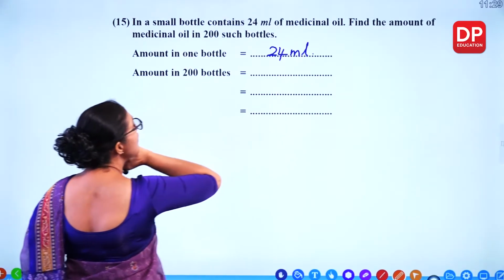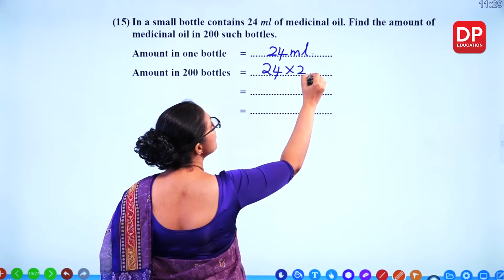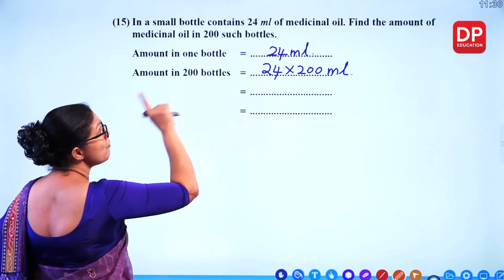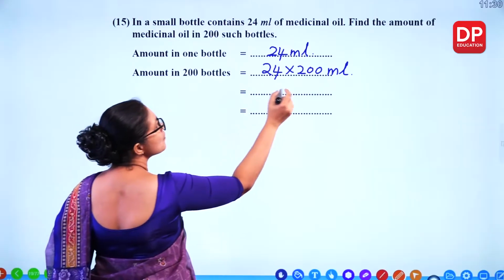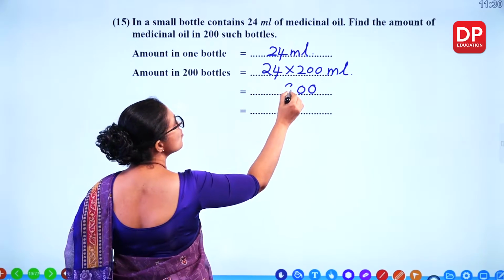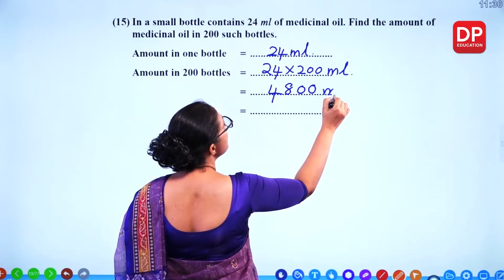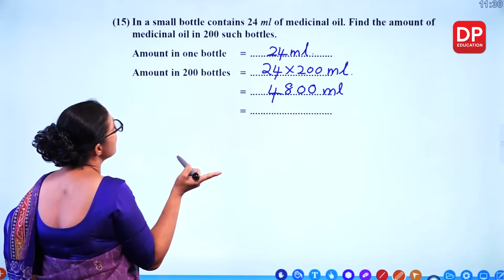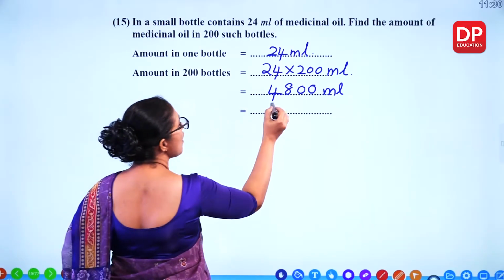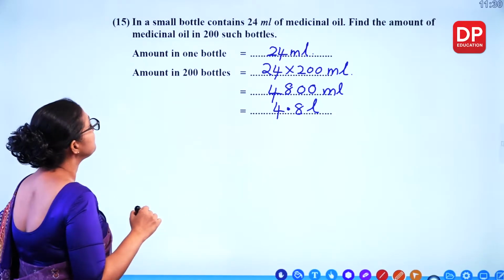So there are 200 such bottles. So what you have to do? Multiply by 200 to get the total amount of medicinal oil. So how you multiply? Put 2 zeros and multiply by 2. 2 times 4, 8. 2 times 2, 4. 4,800 milliliters. You can write like that, or you can convert to liters. Divide by 1000 and you can write 4.8 liters are there.